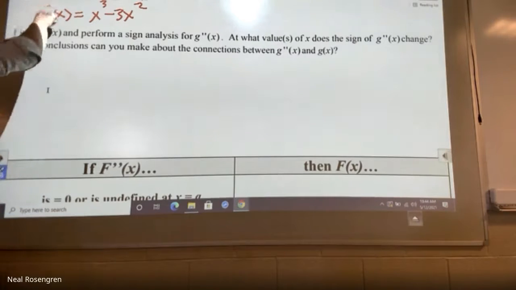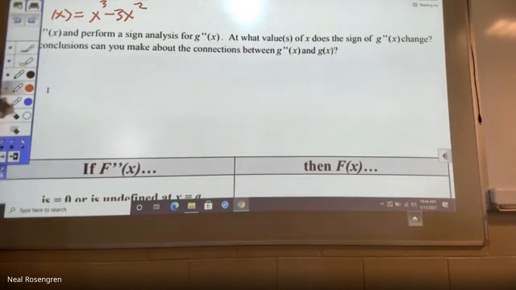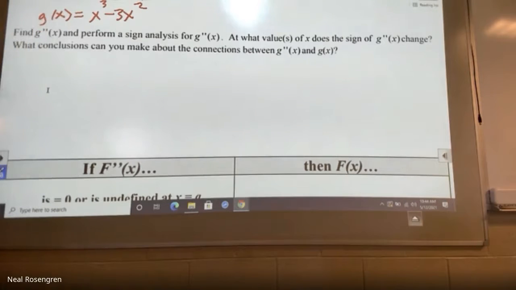G. Okay, how do you think we're going to do it, though? Like, here's a function. They give us this polynomial. How are we going to find a function for the second derivative?